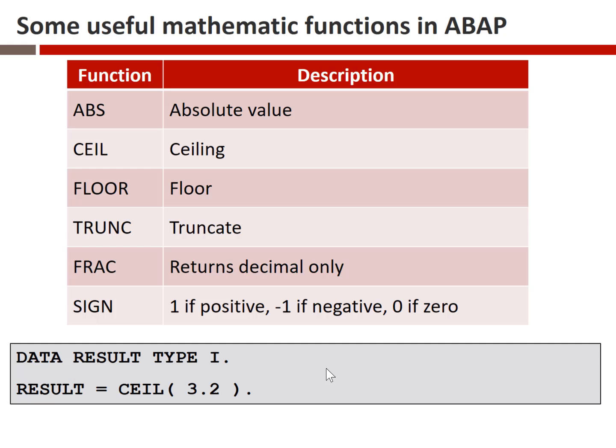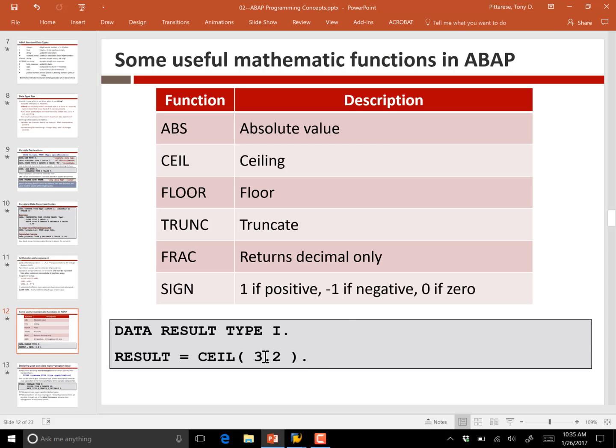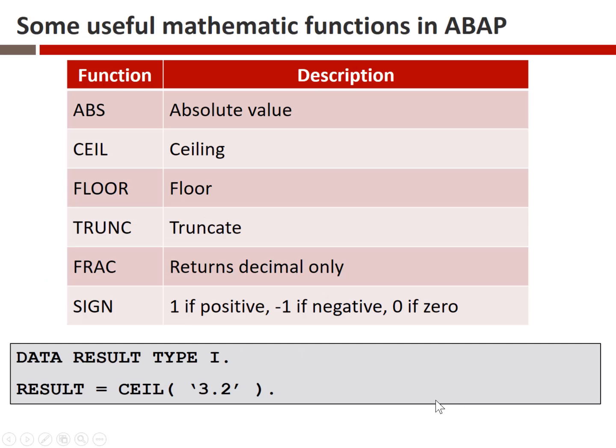around functions. So I create data result type I, and then I set result equal to the ceiling of the literal string 3.2. And there's a syntax error in my code. Can anybody tell me what my syntax error is? Yeah, I need single quotes around that 3.2 because it's going to see that decimal right there, and it's not going to like it very well. I need to turn my PowerPoint smart quotes off, so ignore the fact that those are arrowing different directions. Those are just traditional single quotes there around 3.2.